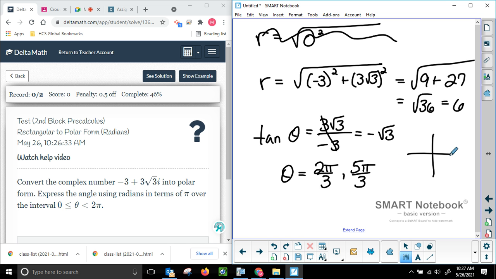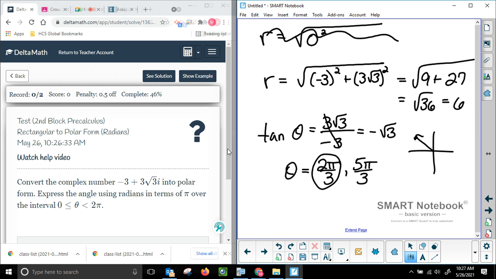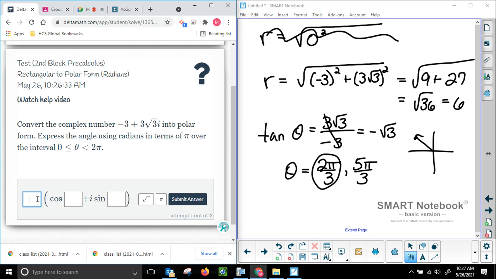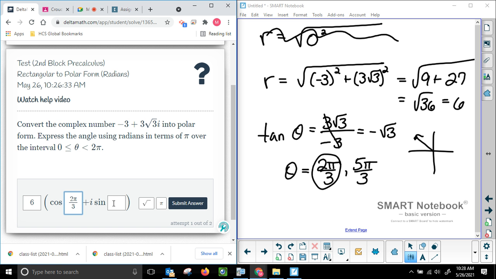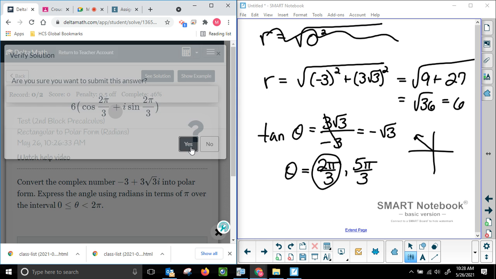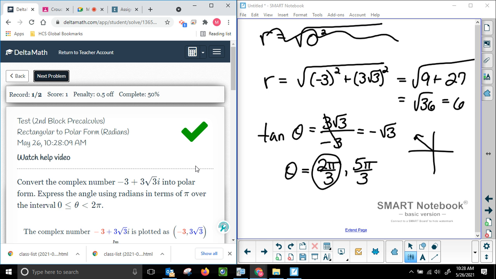All right, so we need to see which quadrant we're in here. If we graph this, we go negative, positive. So I'm in the second quadrant. So that is 2 pi over 3. So this becomes 6 cosine of 2 pi over 3 plus i sine of 2 pi over 3. And voila.